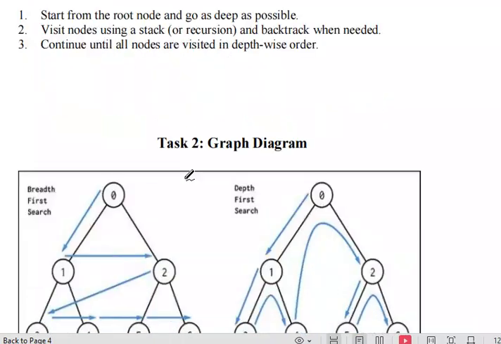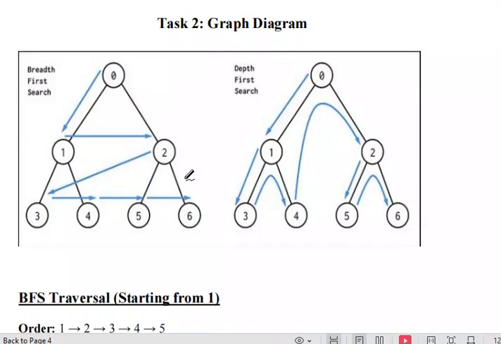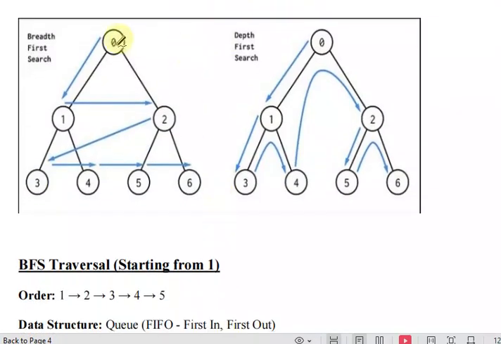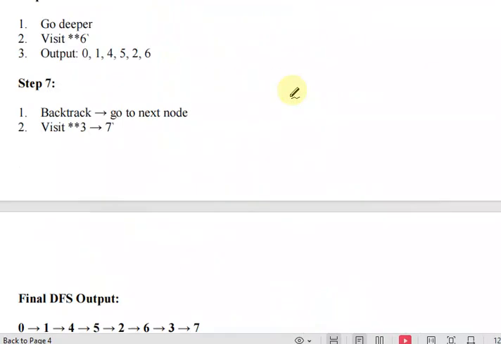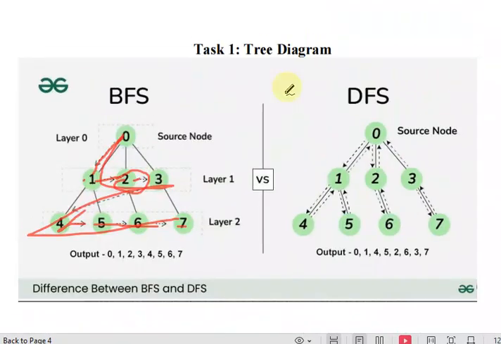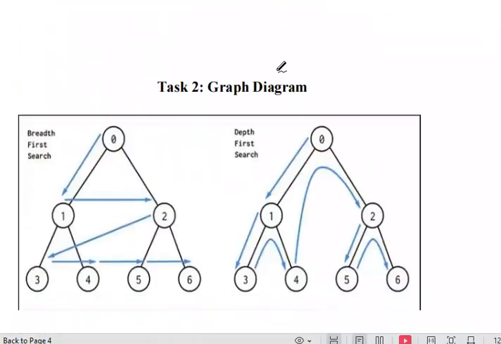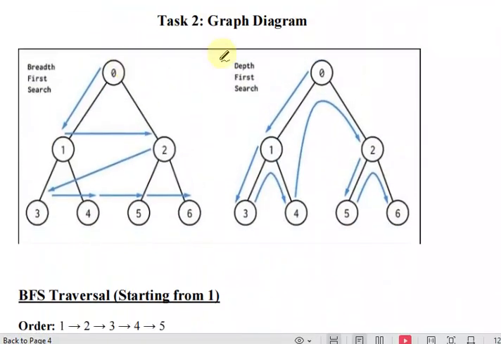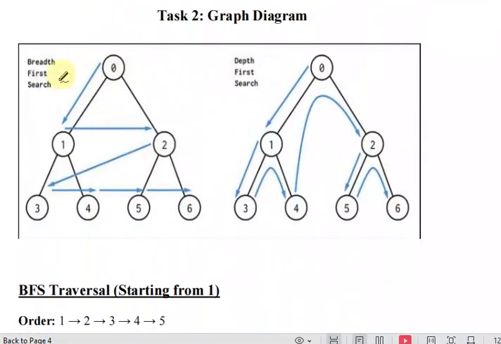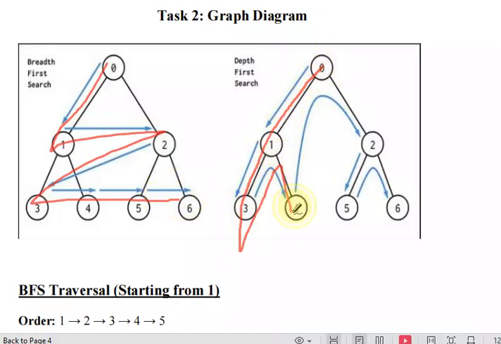So our second task is the graph diagram, which is the same as the above tree diagram. Here it is given in graph form, for breadth first search and depth first search, just like the above. From this to this to this, and so on. And for the depth first search, here to here, here, and here, and here, and here.